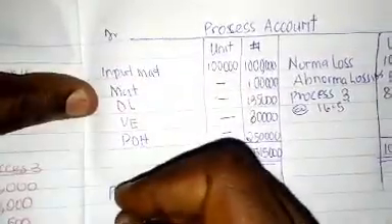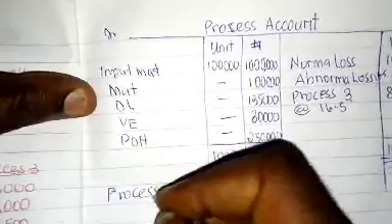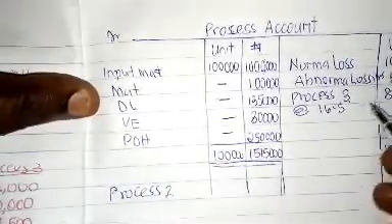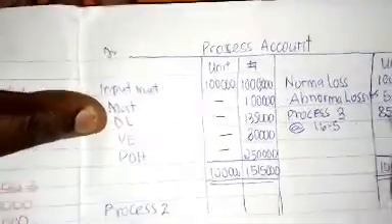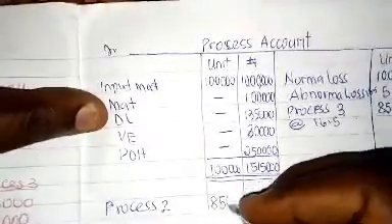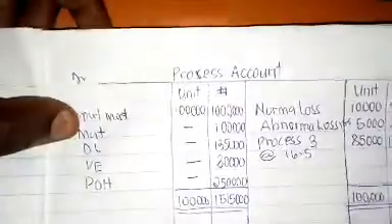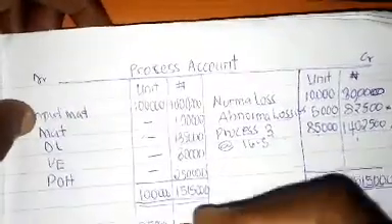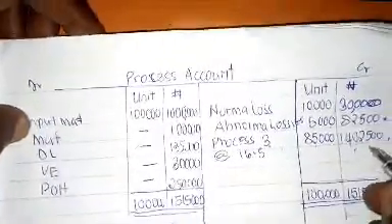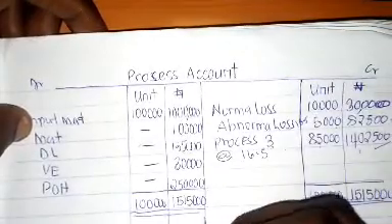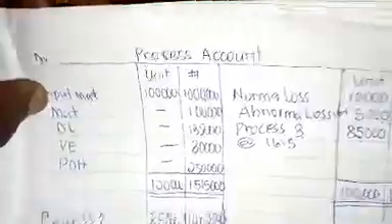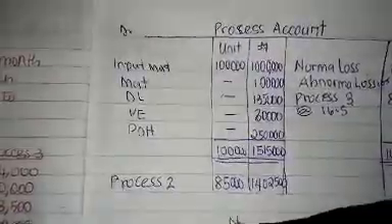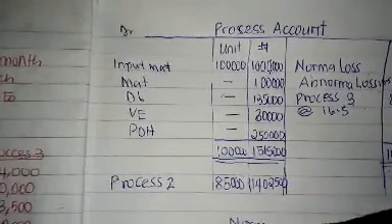Then you bring down the process 3. This is the transfer from process 2 going to the process 3 account. So we have 85,000 units at the rate of 16.50, which gives us the total of 1,402,500.